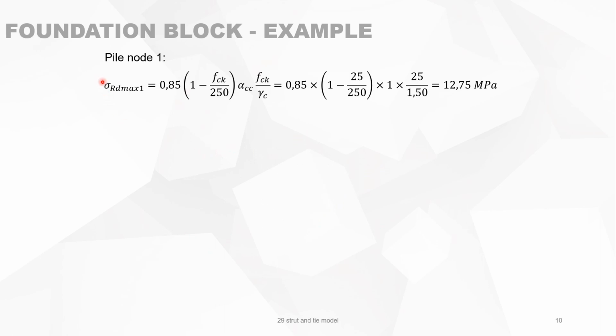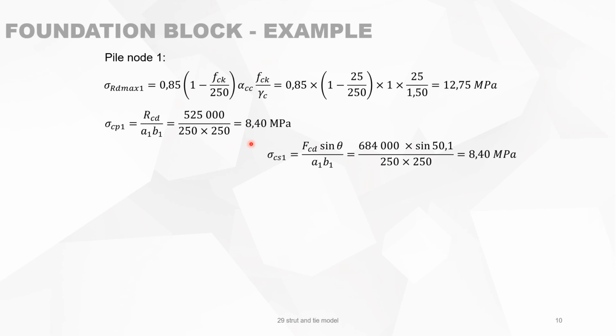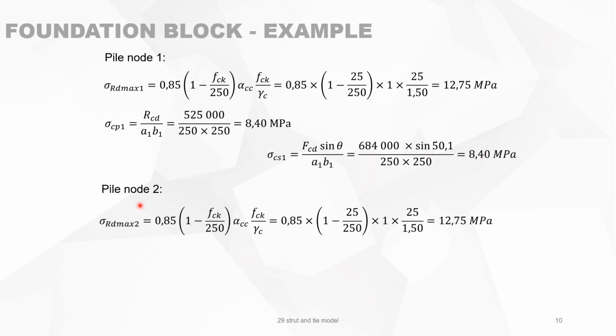For pile node 1, the maximum allowable stress is calculated with k1 equals 0.85, so it means 12.75 megapascal. The actual stress is the reaction force of the pile divided by the surface just near the pile, and so we have 8.4 megapascal, which is smaller than 12.75, so this is fine. The same at the side of the strut, it's 8.4 megapascal, and for pile node 2, it's exactly the same situation.